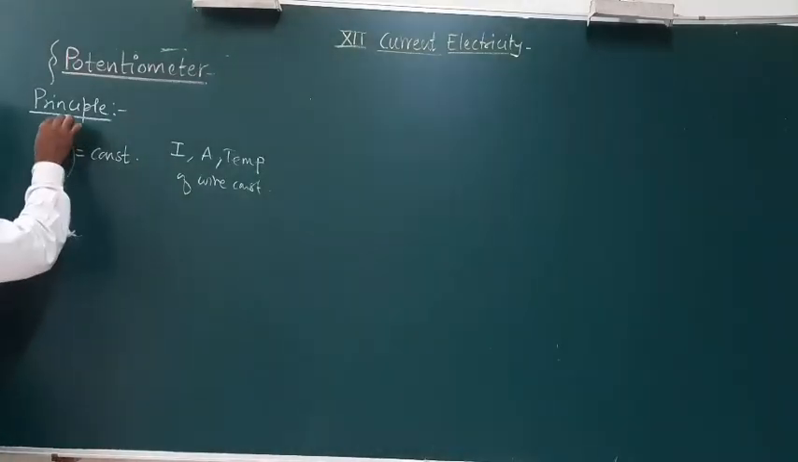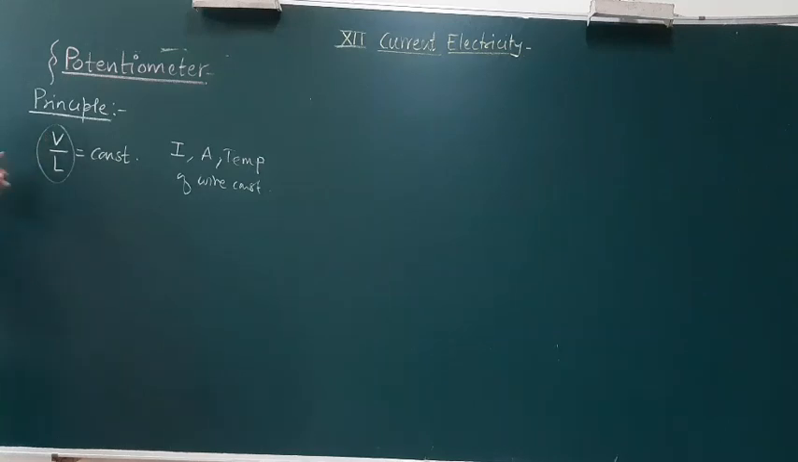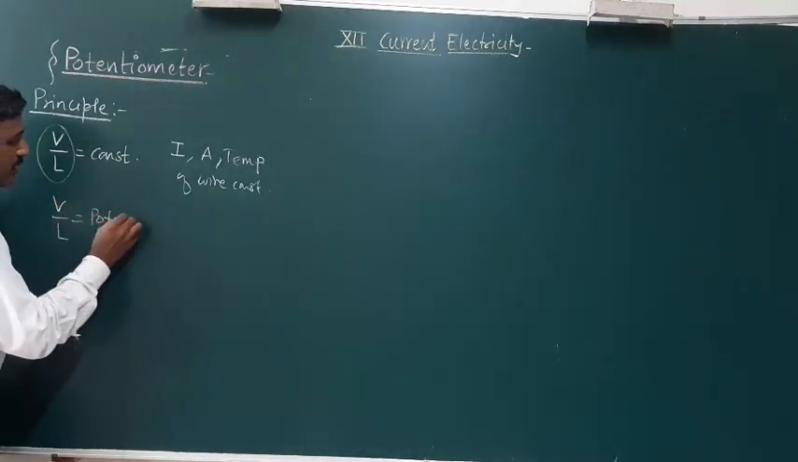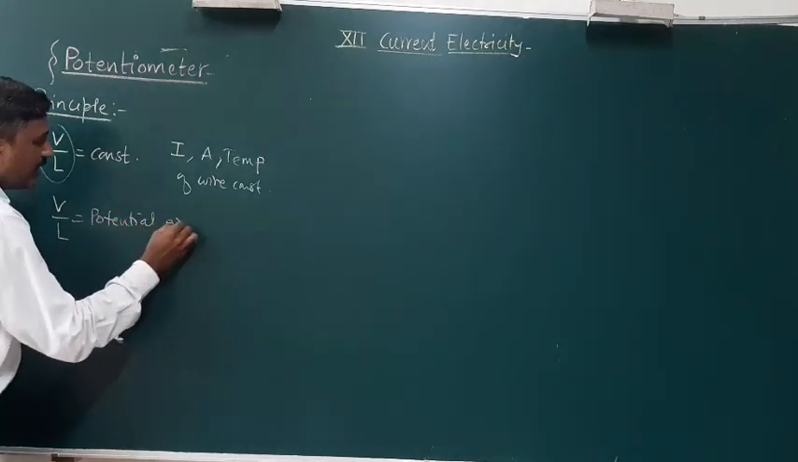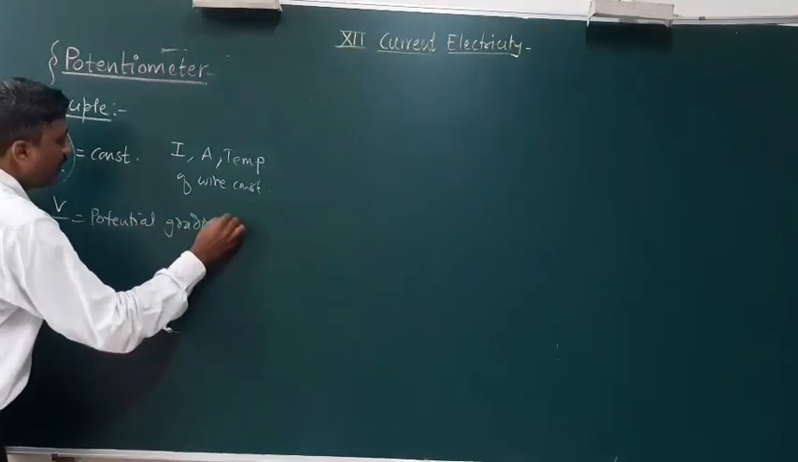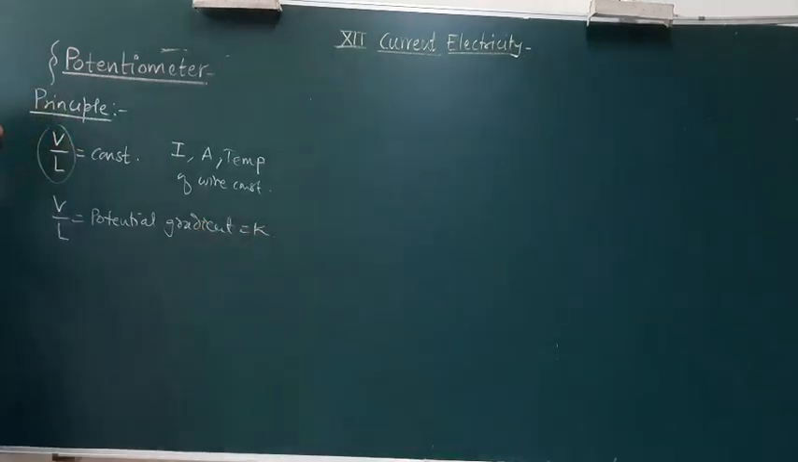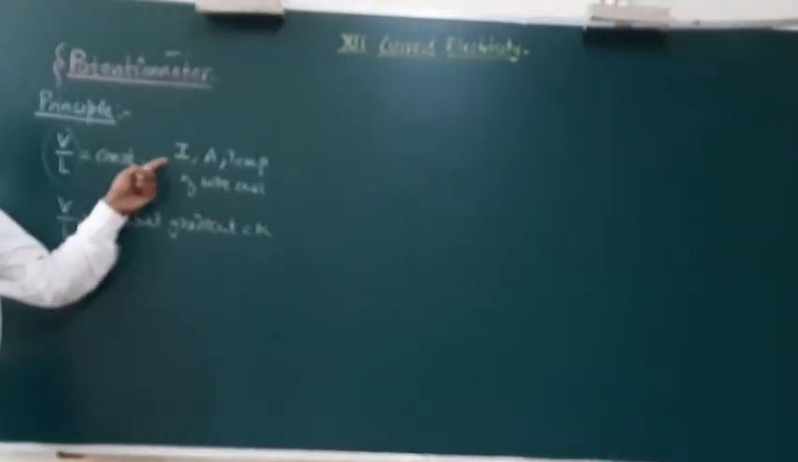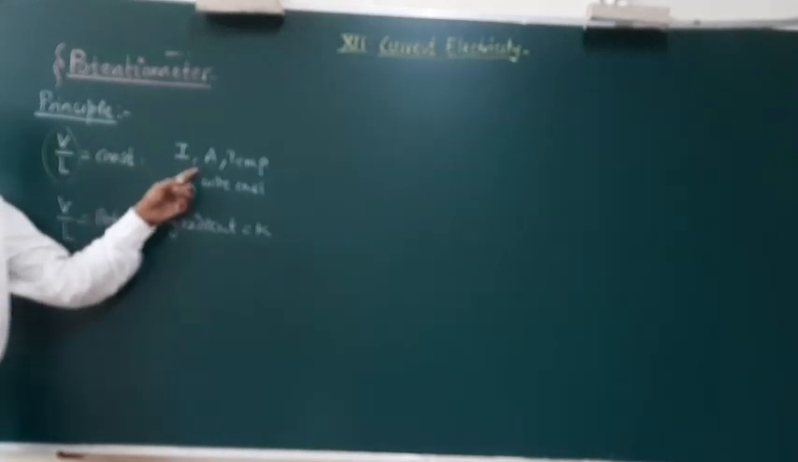Or this V by L, that is the potential difference per unit length, is also called the potential gradient, and its symbol is K. Potential gradient is constant if the current flowing through the wire, cross section area of the wire, and temperature of the wire are kept constant, then the potential gradient is the same along the wire.